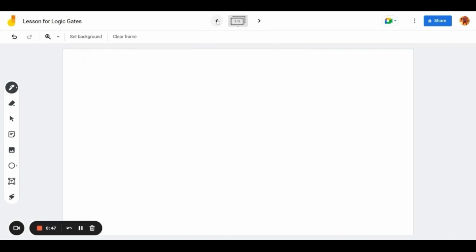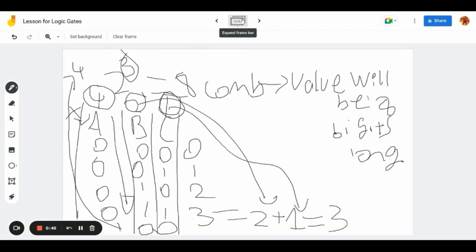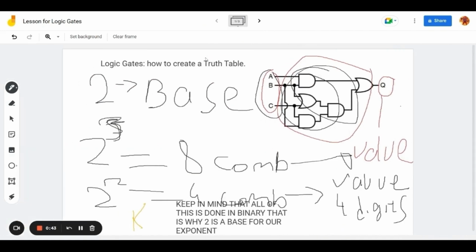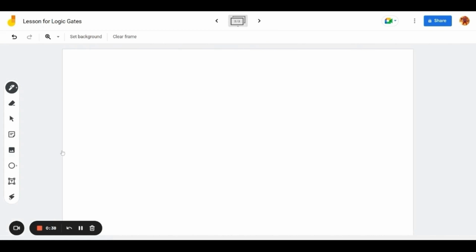Now that you know how to actually make the logic gates, let's make the logic gate for this properly. So as I said, we have 8 combinations. So what we would do is, all right, let's actually start the logic gate making now.